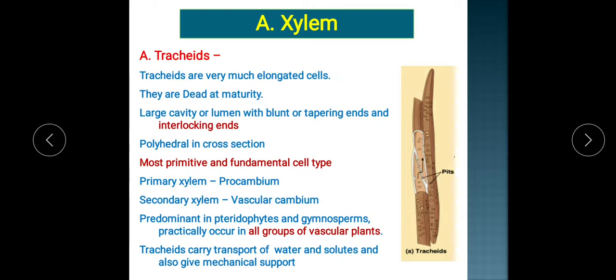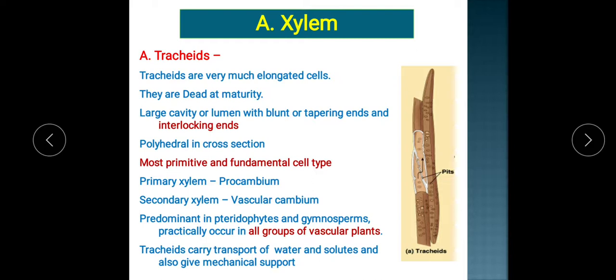Here you can see two tracheidal elements, and these tracheidal elements have a large cavity or lumen through which the water gets transferred, and they have tapering or blunt ends, and the ends are interlocking. This is a very important point, that in tracheids the ends are interlocking.